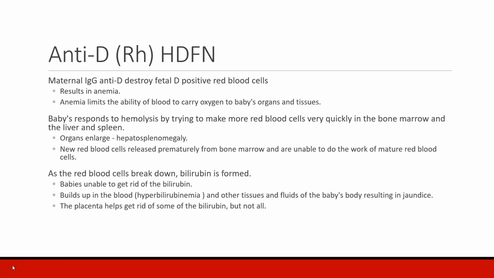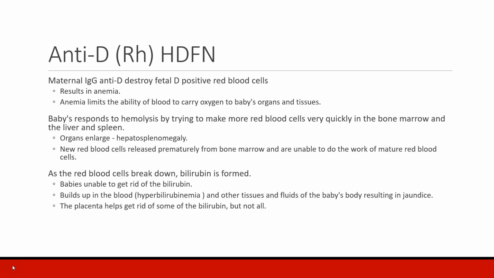The maternal IgG anti-D rapidly destroys fetal D positive red cells, which results in anemia. And anemia limits the ability of blood to carry oxygen to the baby's organs and tissues. The baby's response to hemolysis is trying to make more red blood cells very quickly in the bone marrow and the liver and spleen. So the organs enlarge, we have hepatosplenomegaly. New red cells are released prematurely from the bone marrow and are unable to do the work of a mature red blood cell. As the red cells break down, bilirubin is formed.